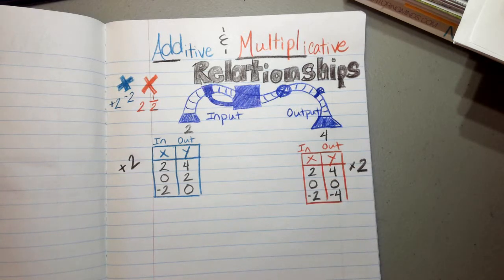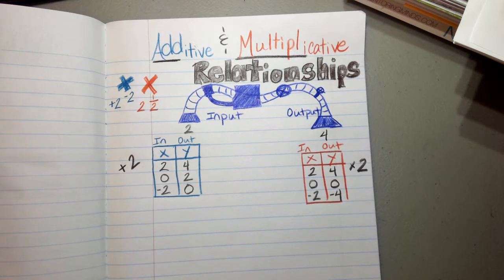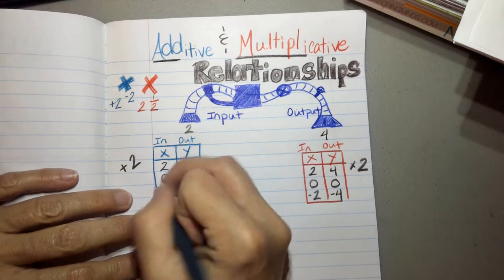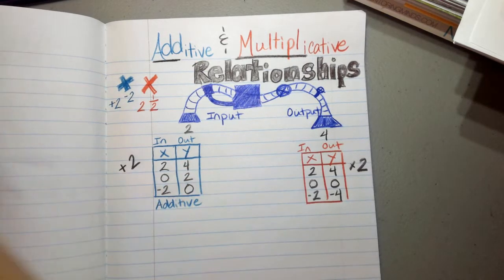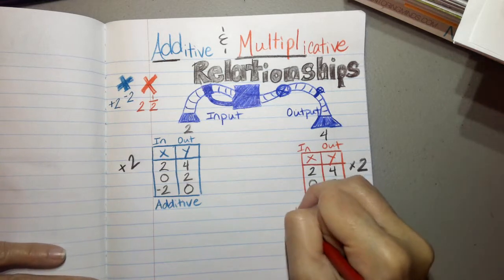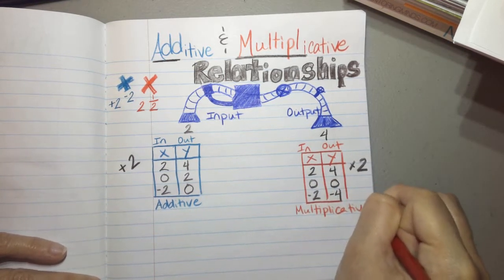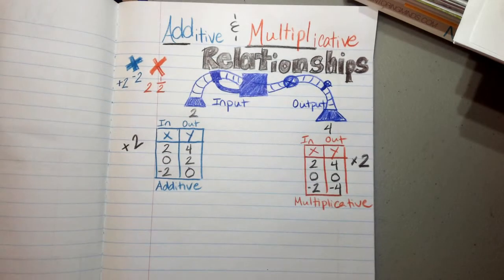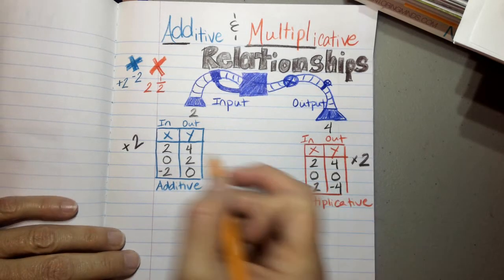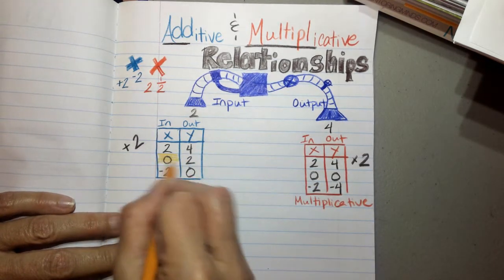Okay, so this one over here is additive. Okay, so this is my additive machine. And this is my multiplicative machine. And there's a couple of things that I'm wanting you to notice about my machines, okay? The first thing I want you to notice is what happens when you put 0 in, okay?